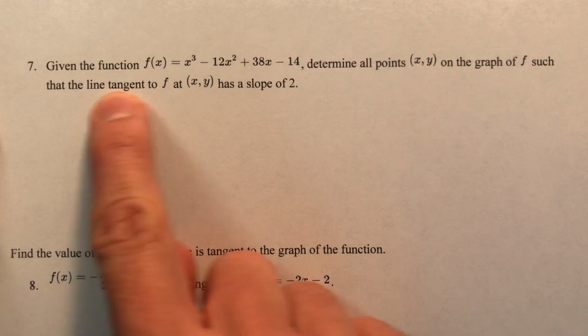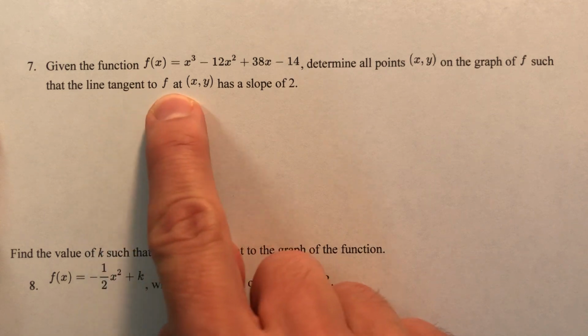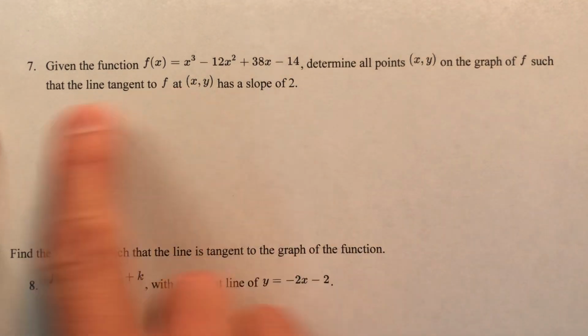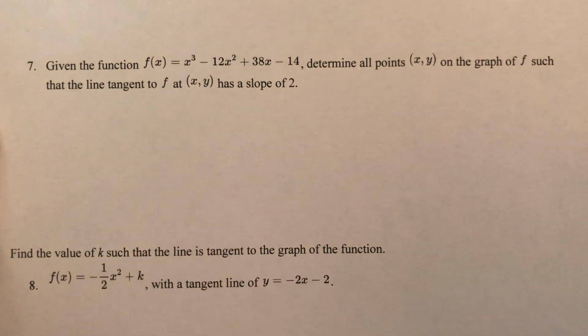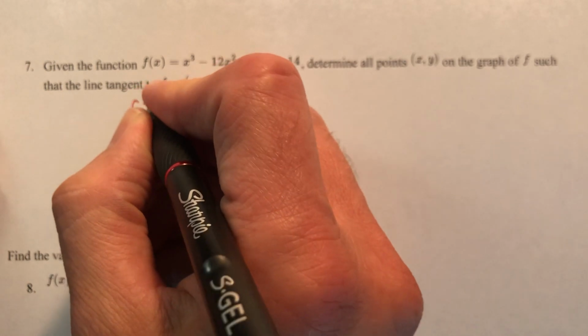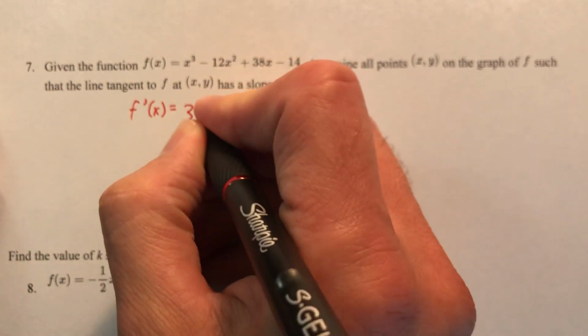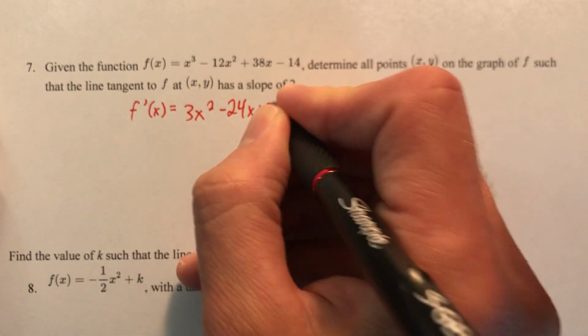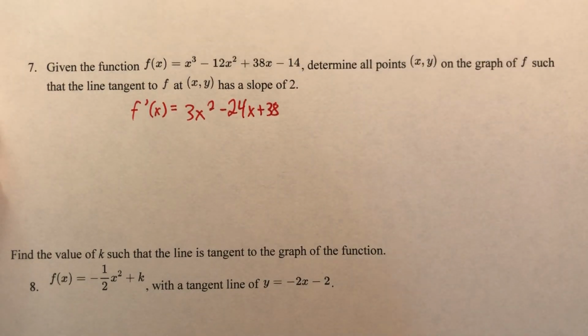the slope is 2. The slope, the line tangent has a slope of 2. The slope is 2. Well, let's find the derivative. Let's do it in red. F prime is equal to 3x squared minus 24x plus 38 plus 0. And we want this to equal 2.